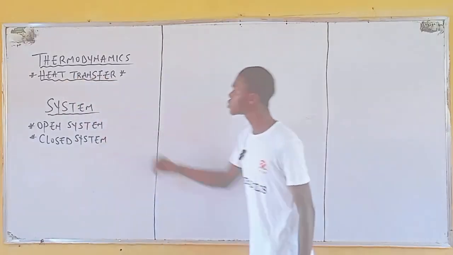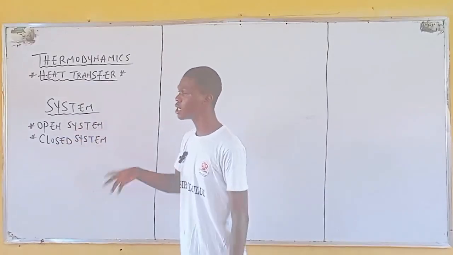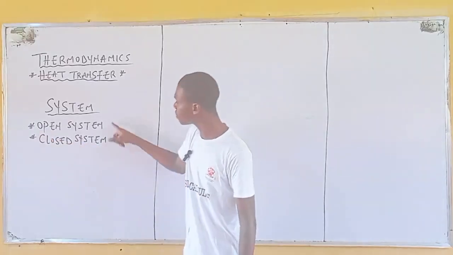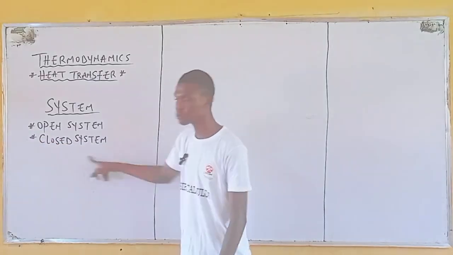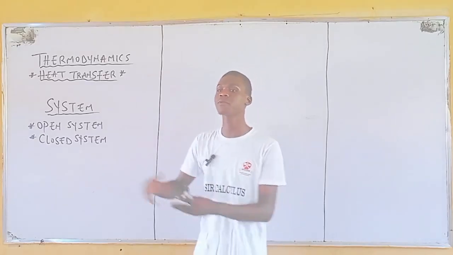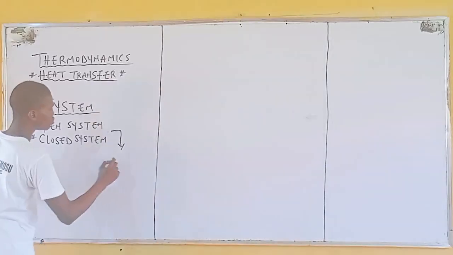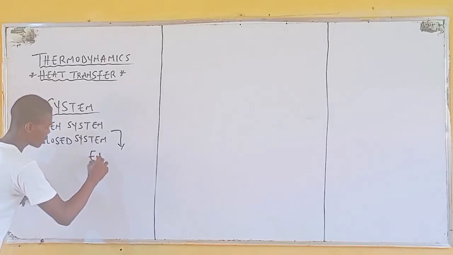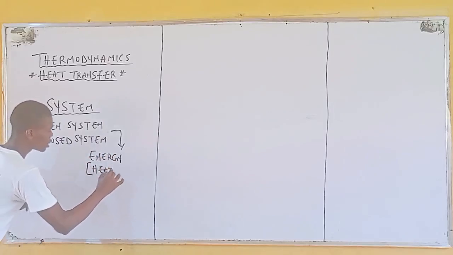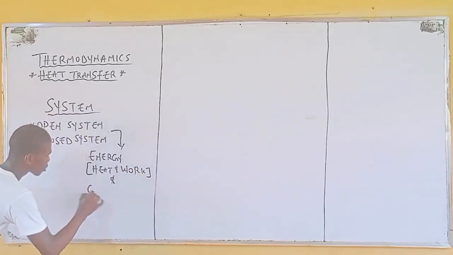Now let's define what open system and closed system is. You know what distinguishes between open system and closed system? They are the energy in form of heat and work, or the quantity of matter. You can define these two systems using energy, meaning energy in form of heat and work, and quantity of matter.